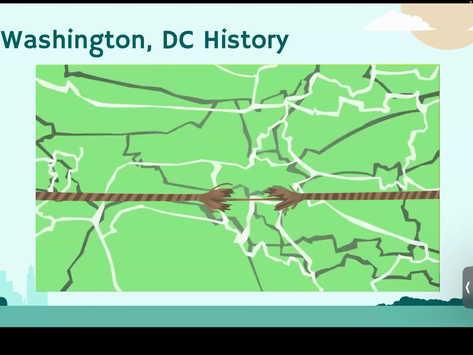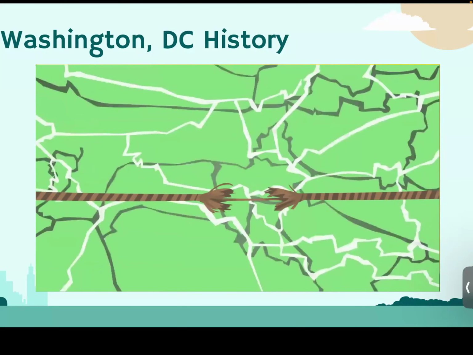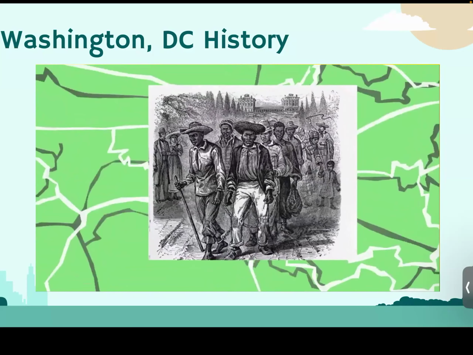However, there was racial tension in the growing city. There were many slaves in Washington as well as free blacks. The tension erupted in the Snow Riot of 1835 when whites attacked blacks.